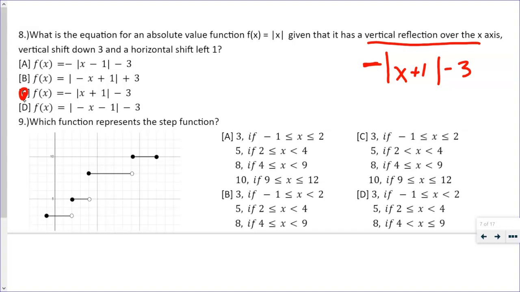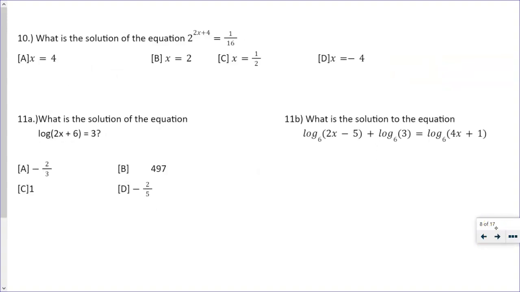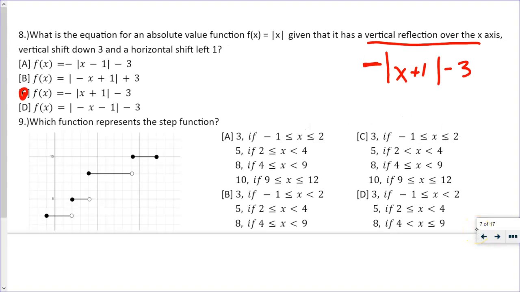All right, now question 9. Oh, question 9 is right here. All right, question 9 says which function represents the step function? So again, you guys have 4 step functions here. All right. You got a 3, the 5, the 8, and the 10.